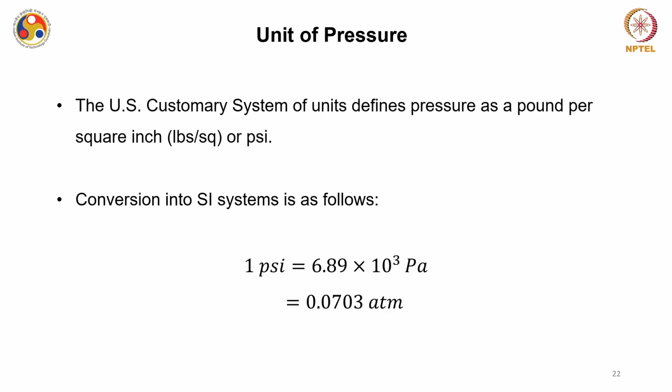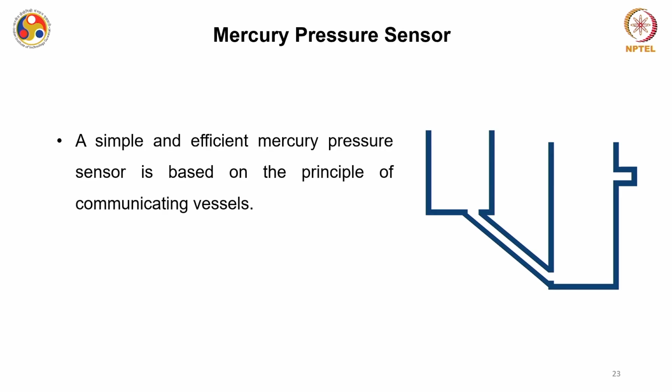Lb per square inch we have also discussed. Some of the countries are still using that unit, pound per square inch, or PSI. If I convert a PSI into the SI system, 1 PSI is equal to 6.89 into 10 power 3 Pascal, which is of course our SI unit. This is also equal to 0.0703 atm. So I hope that we have understood the different units of pressure.